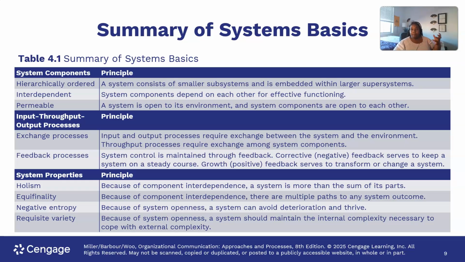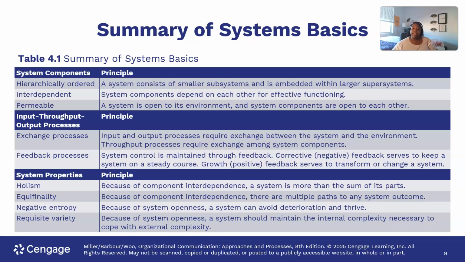So information goes in, it gets processed, and the environment or publics or whomever is the recipient of those processes. Feedback processes, so we can have corrective feedback to make sure that the system's steady, or growth feedback that allows systems to transform and change. So it's the balance of these two that help the system or the organization work.